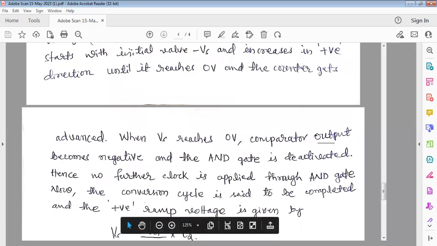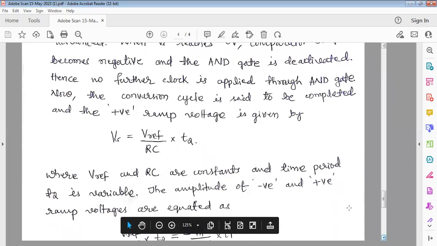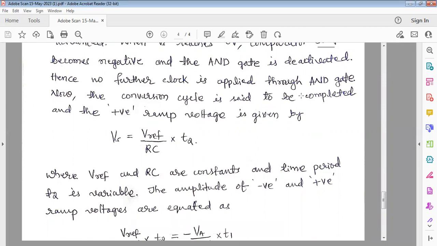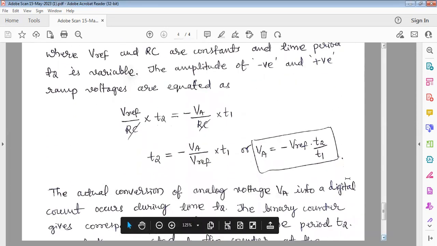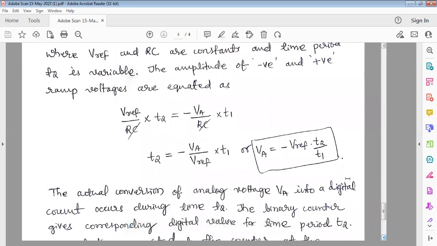Next, when Vs reaches 0 volt, the comparator output becomes negative and the gate is deactivated, and hence no further clock is applied through the AND gate. Now the conversion cycle is said to be completed. The positive ramp voltage is given by Vs is equal to V reference upon RC into T2, where V reference and RC are constant and time period T2 is variable.